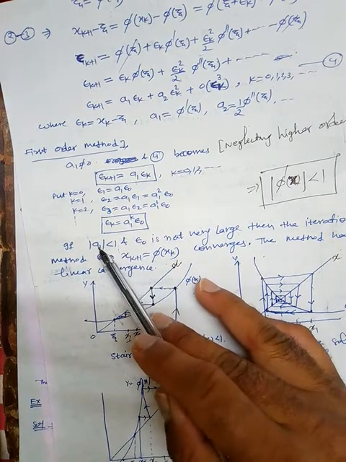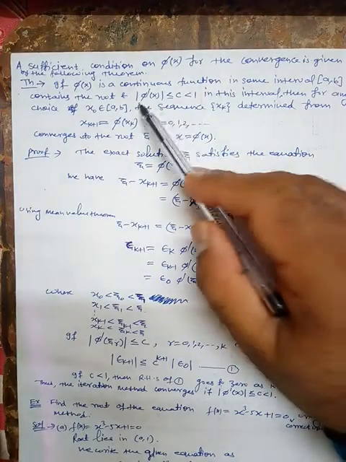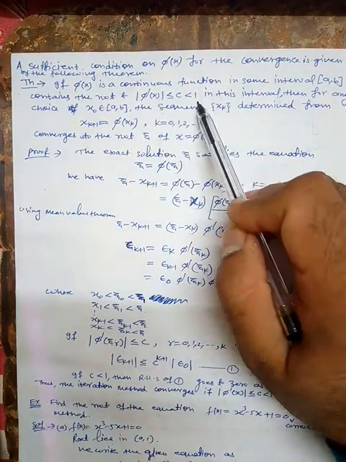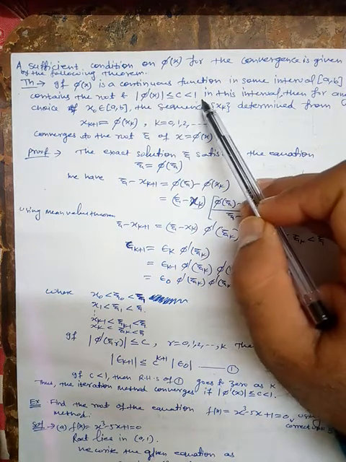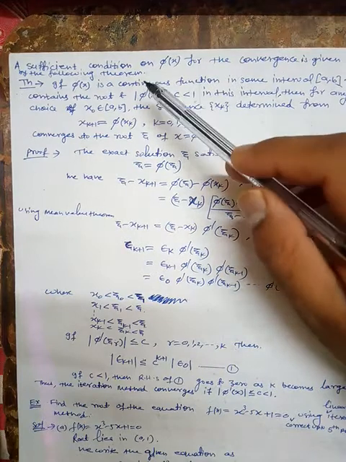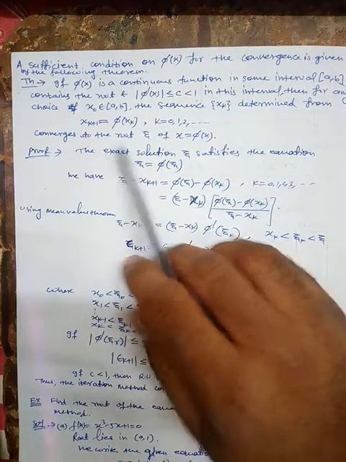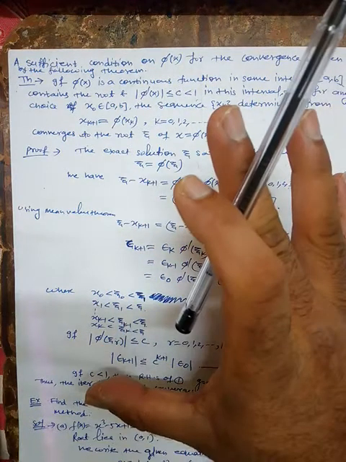Because what is a1? A1 is phi dash xi. So in general phi dash x should be less than 1. If you select a phi which satisfies this condition in this interval, then obviously that phi will provide you the convergence to the root xi. Your problem will have a solution.